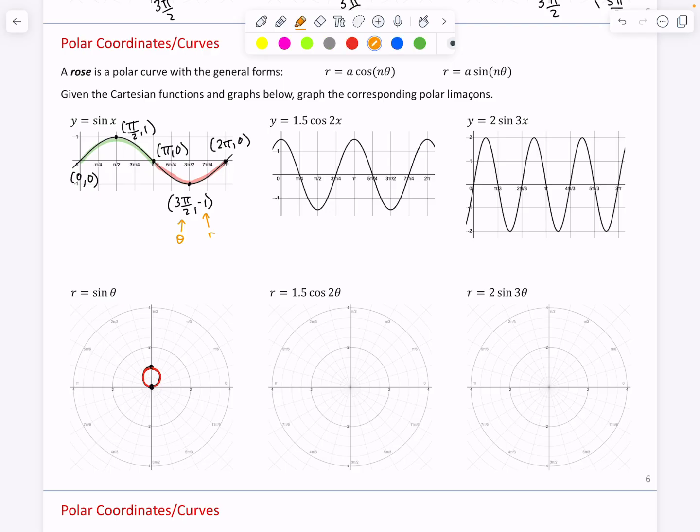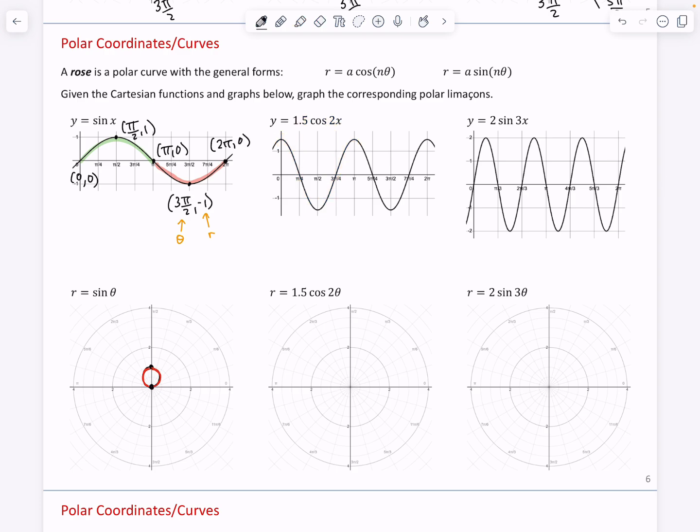In this middle example, a is 1.5 and n is 2. This 1.5 will change the amplitude of the wave, and this 2 will change the frequency, or the period. The period is cut in half and the frequency is doubled. So now we get a wave completing itself in half the period, from 0 to pi.